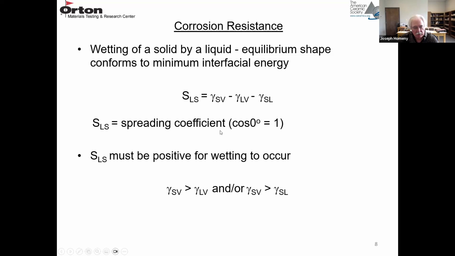That's the spreading coefficient. So for wetting to occur, just looking at this equation, gamma SV has to be greater than gamma LV and or gamma SV has to be greater than gamma SL. So either one of these conditions or both will give you a positive spreading coefficient.